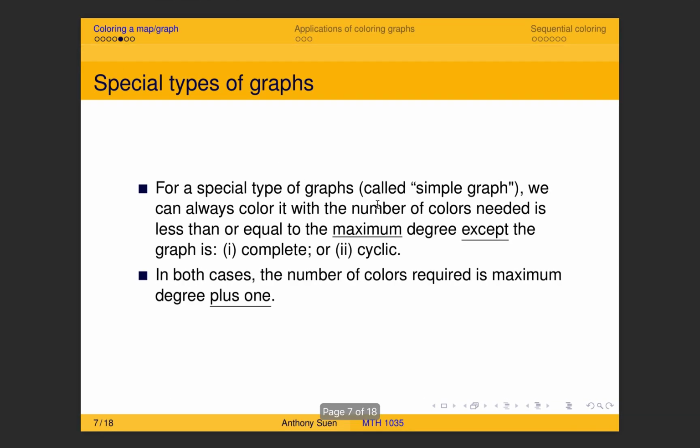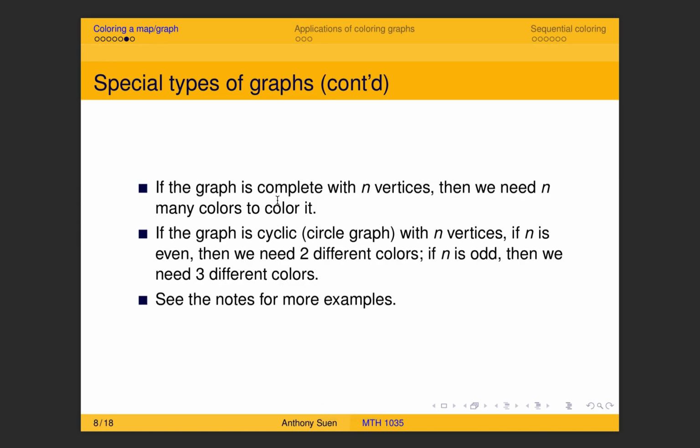Except there are some exceptional cases. If the graph is complete or if the graph is cyclic, then you need more. You need the maximum degree plus 1. Do you see why it's plus 1? Let me give you the reason.